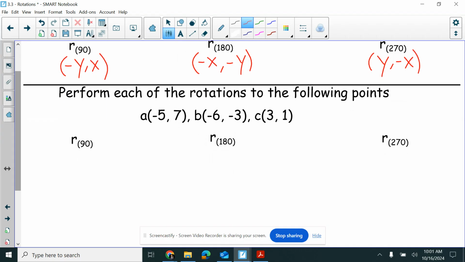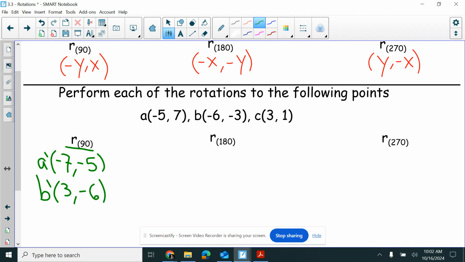I'm going to do all 3 points, A, B, and C, for each one of these. First I'm going to do my 90-degree rotation. My rule is the opposite of y, then x. So A prime is going to be, if 7 is y, the opposite of 7. Then the x coordinate stays the same. The opposite of y for the B coordinate would be positive 3, and the x coordinate stays the same. The opposite of y for the C coordinate would be negative 1, and then the x coordinate stays the same.